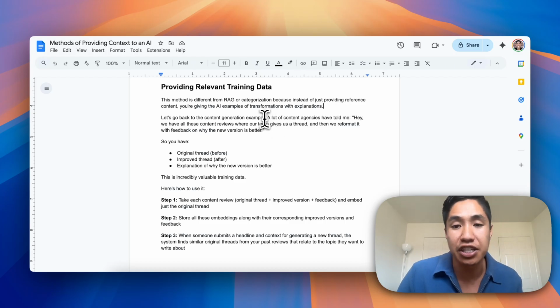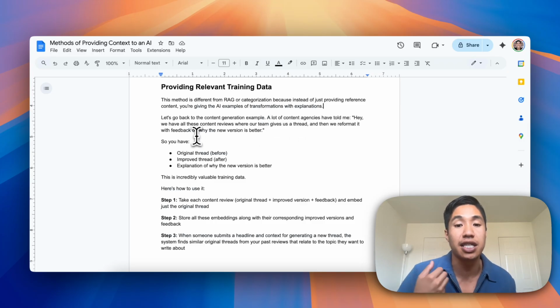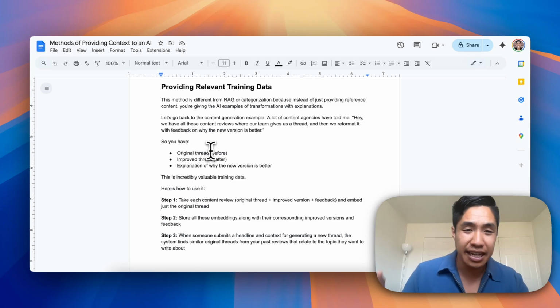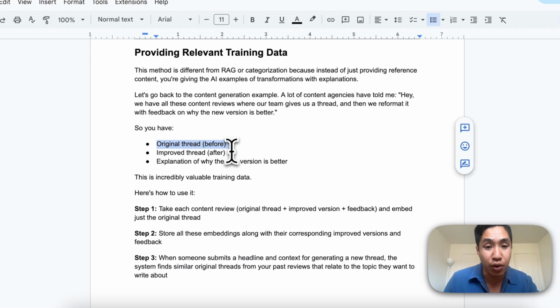I've had a lot of content agencies and even sales agencies ask me similar questions. They've told me, hey, we have all these content reviews where our team gives a thread, then we reformat it and give feedback on why this new version is better. And they have this data semi-structured, right? They were able to make a Google sheet with the original thread, the improved thread, so the before and after, and the corresponding feedback on why this new version is better.